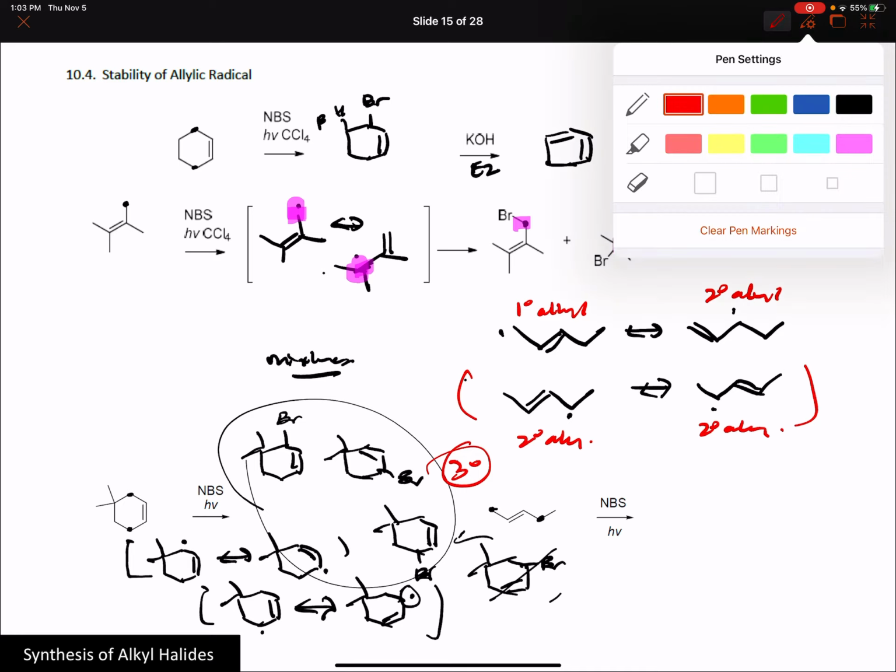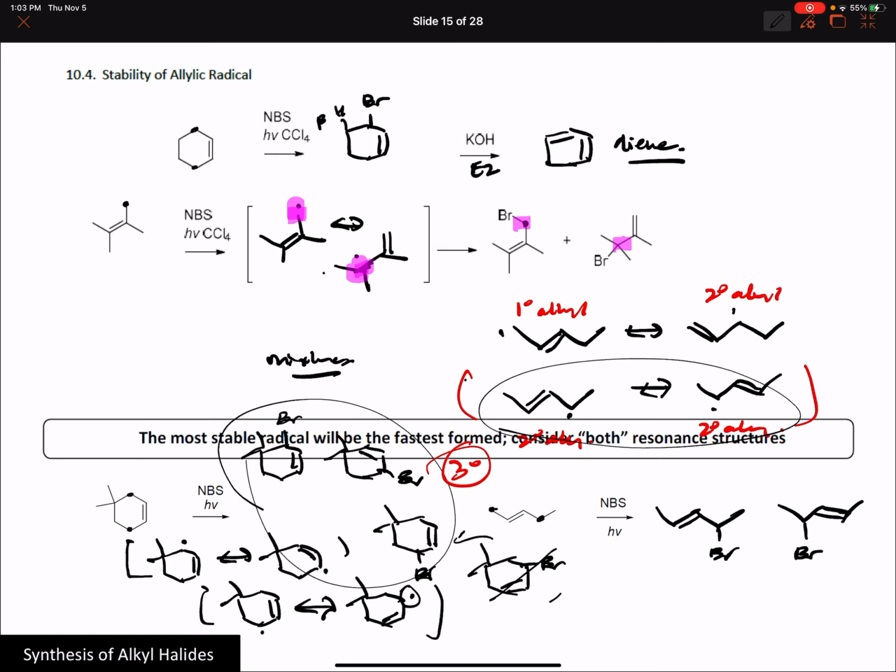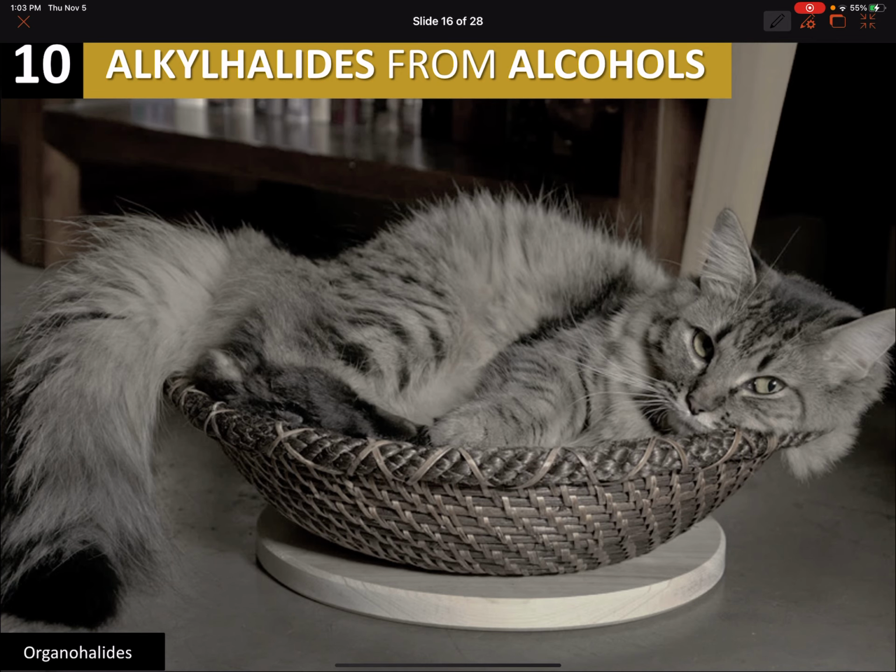All right, so we're going to draw the products here. These guys are going to lead to the major products. So I'm going to get this and this. The most stable radical will be the fastest formed, and we have to consider both resonance structures. Nice. All right. We'll talk about making alkyl halides from alcohols.